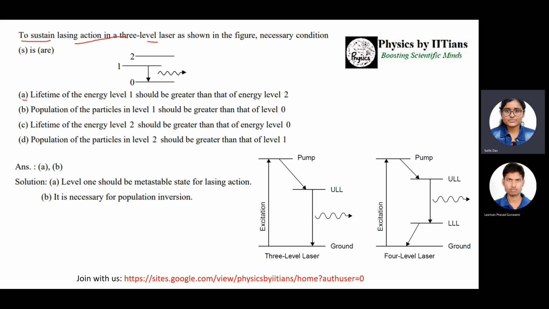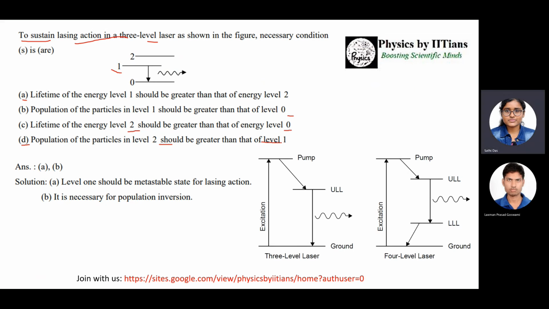The conditions are here. First, the lifetime of energy level 1 should be greater than that of energy level 2. The next option is the population of particles in level 1 should be greater than that of level 0. The third option is the lifetime of energy level 2 should be greater than that of energy level 0. And the fourth option is the population of particles in level 2 should be greater than that of level 1. So which is the correct option?